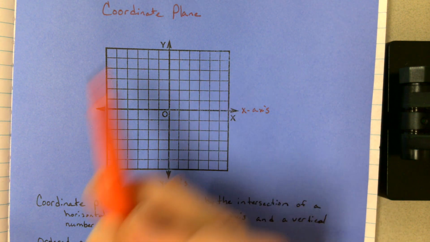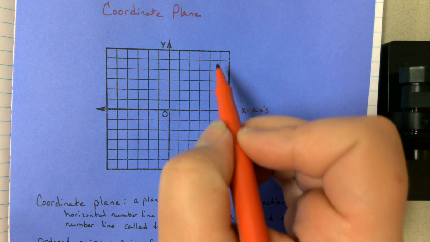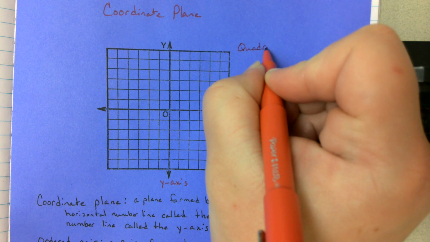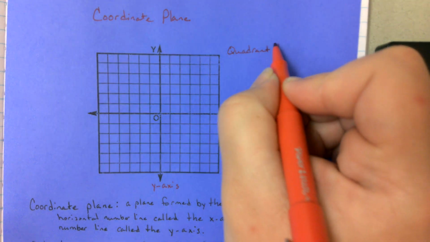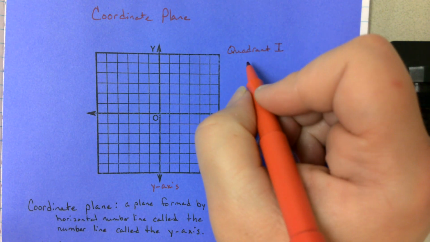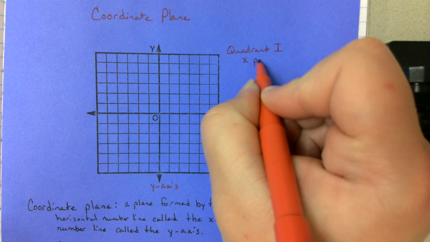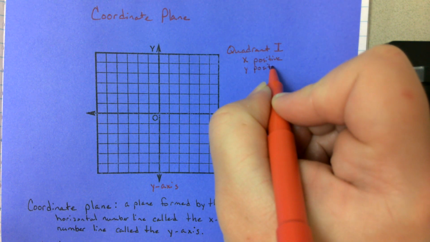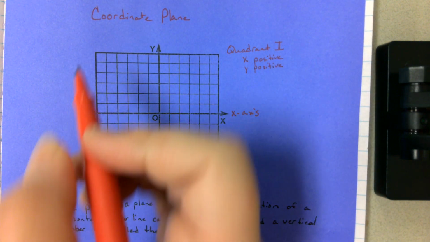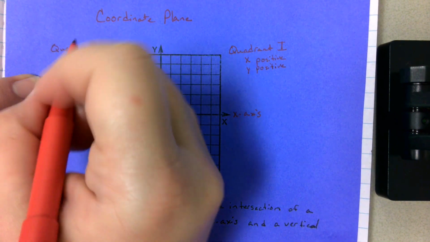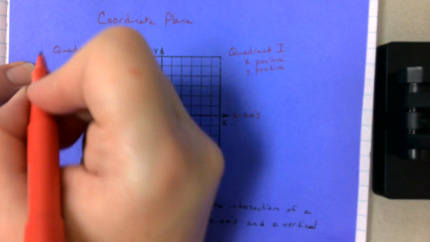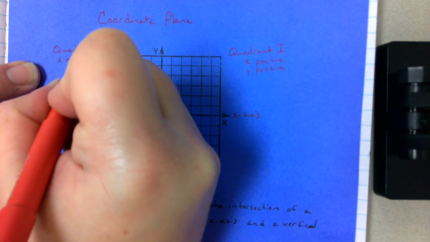All right, they're broken up into 4 different quadrants. So they're going to go counterclockwise, and we always start here. So quadrant 1. And in this quadrant, x is positive and y is positive. Then we're going counterclockwise, so quadrant 2. And in this quadrant, x is negative and y is positive.